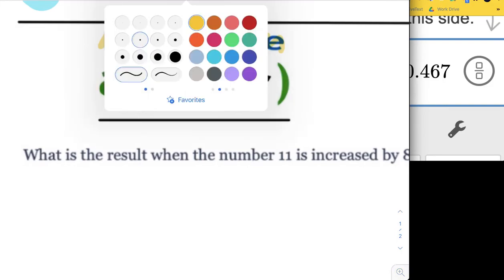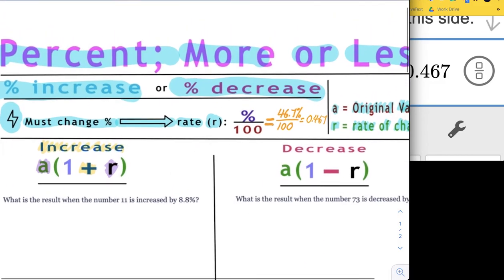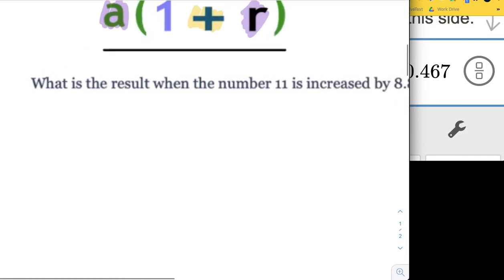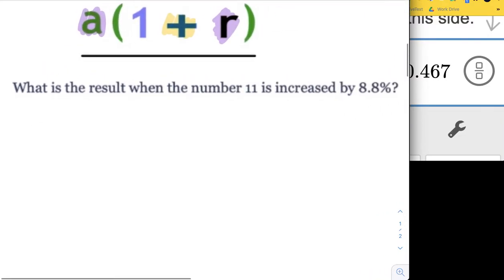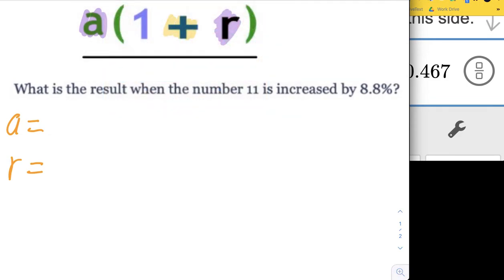And like we remembered, A was the starting value. That's the number that we start off with. And R was the percent divided by 100, right? Remember, R is percent divided by 100. So, first thing, automatically, before I read the problem here, I know that I'm going to need A and I'm going to need R. So let's read our question and see what we have here.